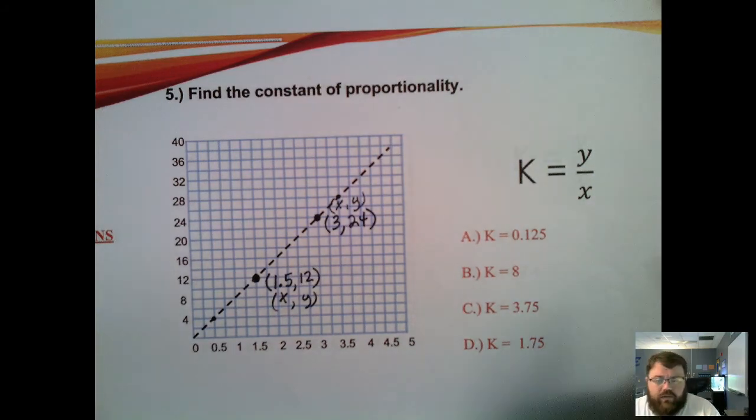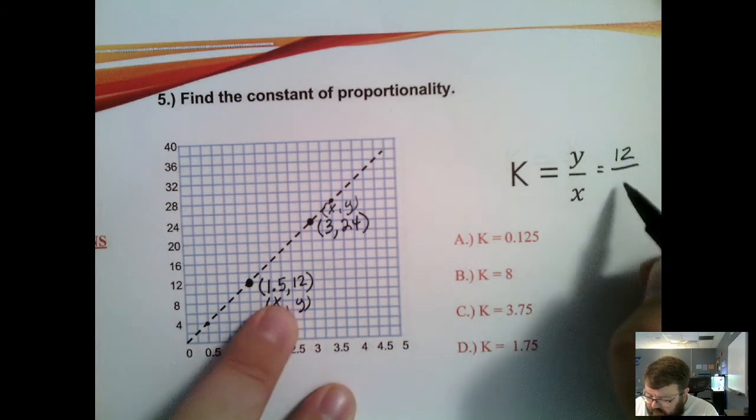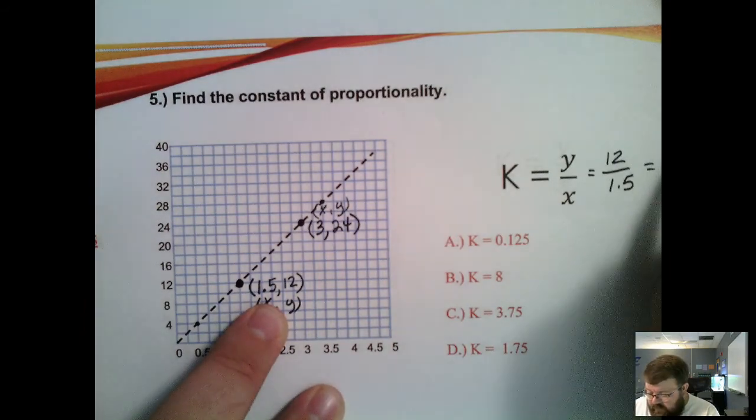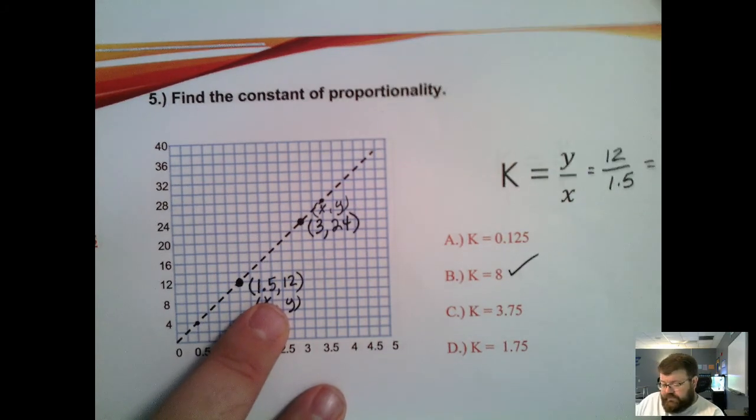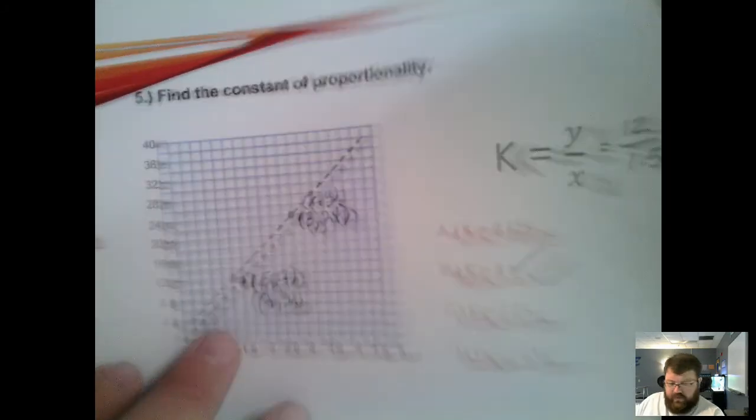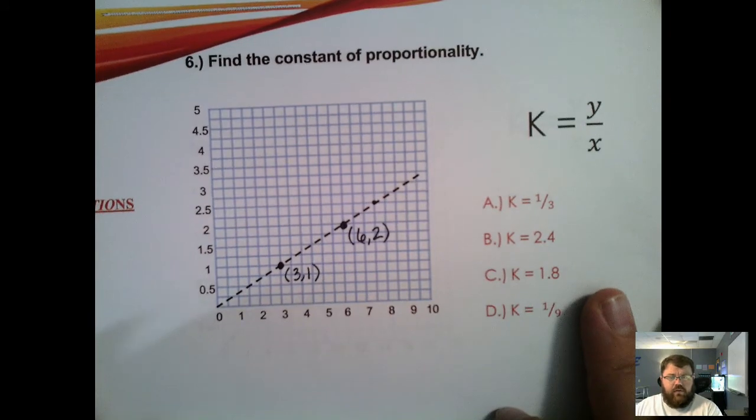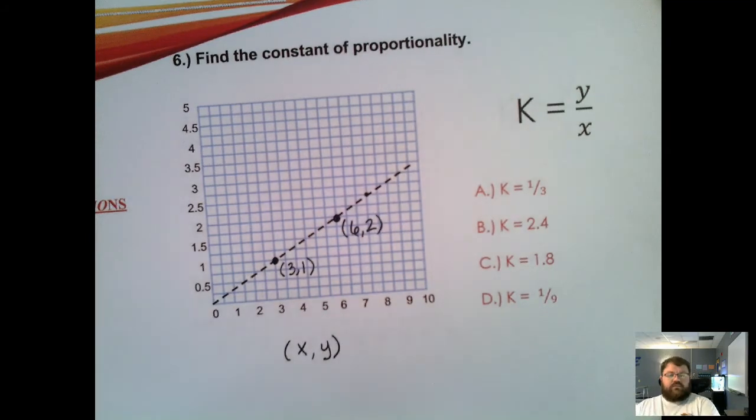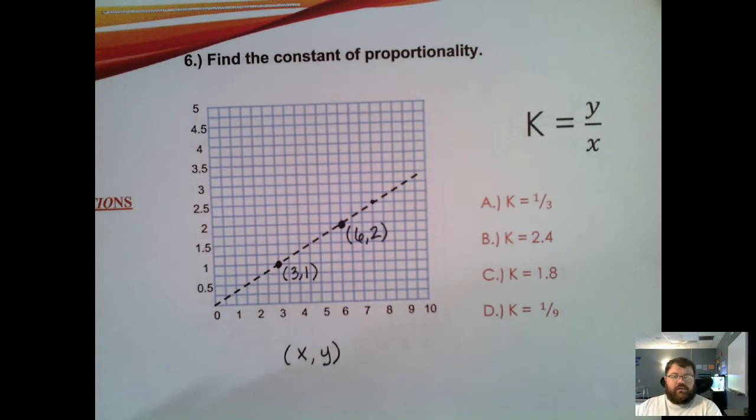Okay, hopefully you did 12 divided by 1.5, which is equal to 8. So your constant is 8. Here, remember with ordered pairs, x, comma, y, you can choose either point, determine the constant of proportionality.